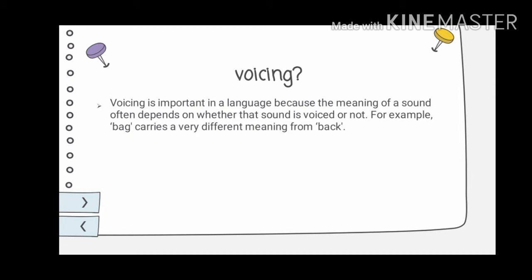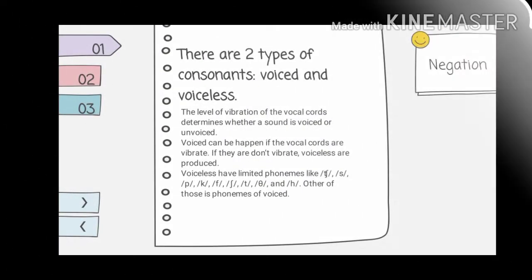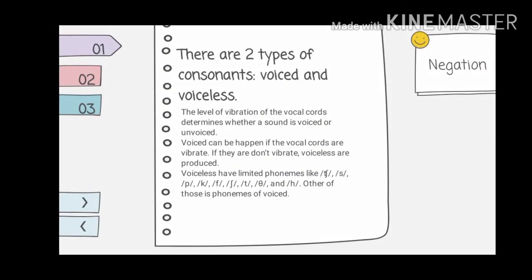Voicing is important in a language because the meaning of a sound often depends on whether the sound is voiced or not. For example, back carries a very different meaning from pack. There are two types of consonants, voiced and voiceless. The level of vibration of the vocal cords determines whether a sound is voiced or unvoiced.